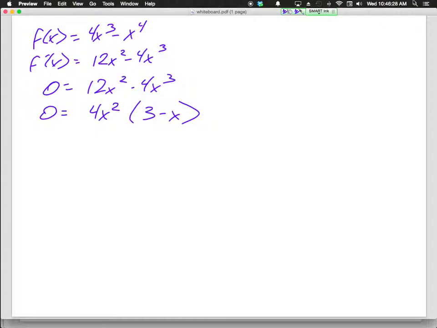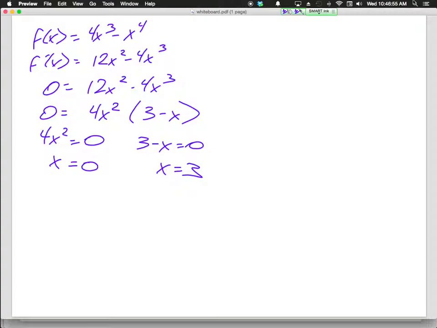Chelsea, what do I do next? You set 4x squared equals 0 and 3 minus x equals 0. Very good. So this first one's going to give me x equals 0. 3 minus x equals 0 is going to give me x equals 3. So what does that tell me I just found? Critical points. Good.